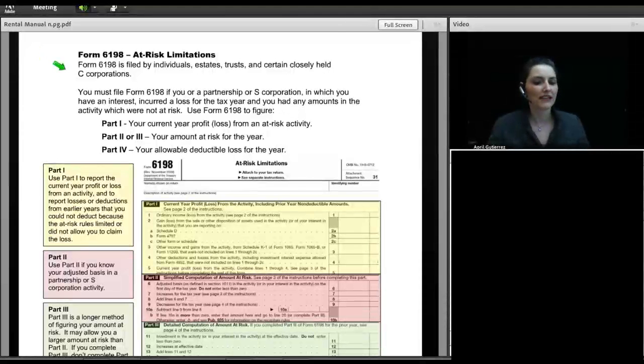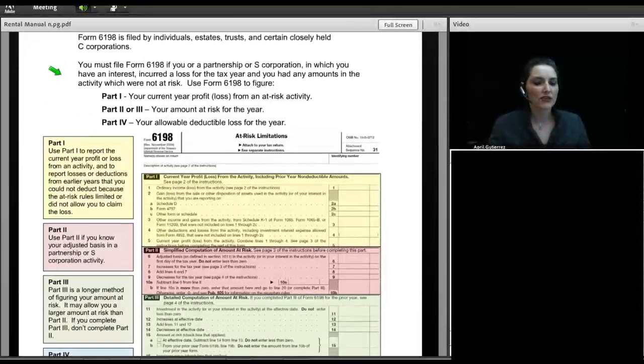Form 6198 is filed by individuals, estates, trusts, and certainly closely held C corporations. You must file Form 6198 if you, or a partnership or S corporation in which you have an interest, incurred a loss for the tax year and you had any amounts in the activity which were not at risk.